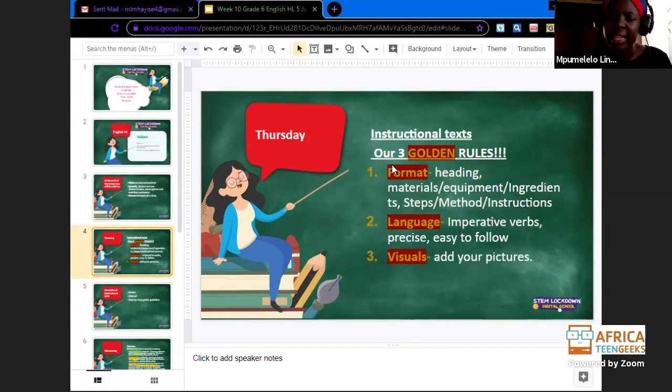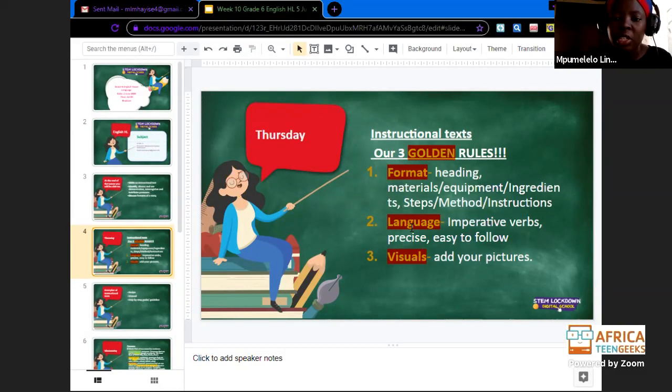Good. So basically, these are our three golden rules. Number one, it's your format, which needs to have your heading, your materials, equipment, or ingredients. Then lastly, you need to have your steps, your method, and instructions. Okay. Then number two, we said language. We said for your language, you need to use imperative verbs. Now, remember, grade sixes, imperative verbs are verbs that tell us what to do, or which give us orders.